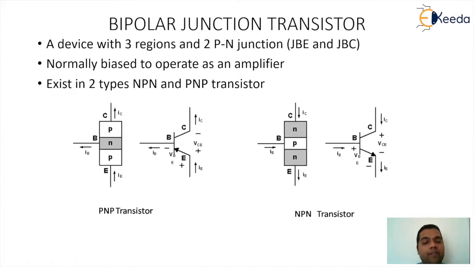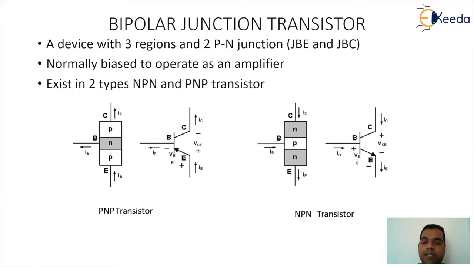So if you look at the figure carefully, the left hand side figure is basically a PNP transistor and the right hand side figure is an NPN transistor. If you observe carefully, the direction of emitter current is incoming for PNP transistor and it is outgoing for an NPN transistor. So if emitter current is incoming for a PNP transistor, the base current and the collector current will be outgoing, and if the emitter current is outgoing for an NPN transistor, the base current and collector current will be incoming.